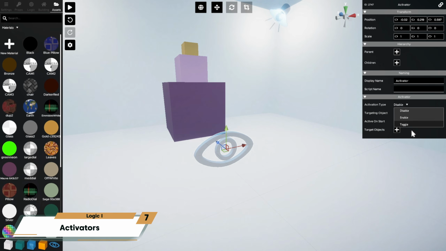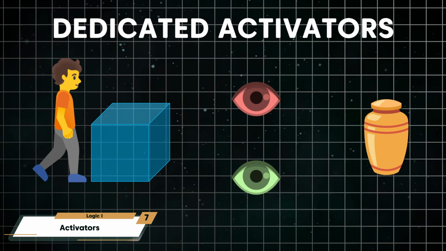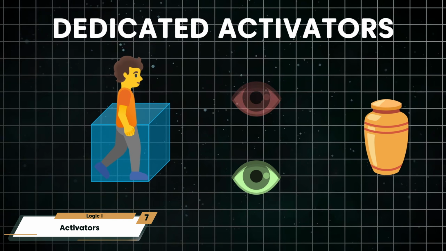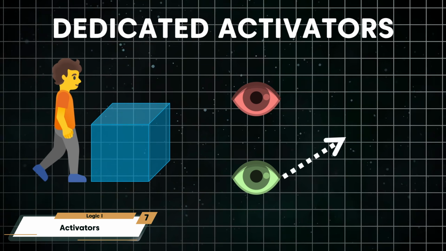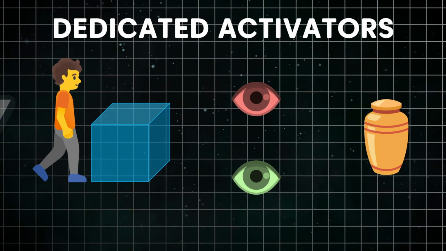Wherever possible, use dedicated enable and disable activators rather than toggle. For something simple like a light switch, toggle might be fine, but in most cases, it's best to issue clear, purposeful actions so you can always know what result to expect.